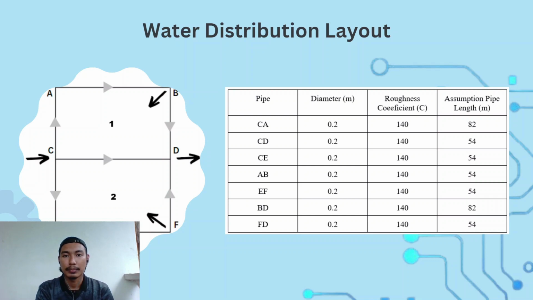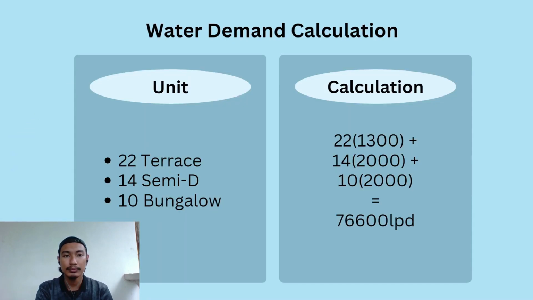For our pipe, the diameter is 0.2 meter. The roughness coefficient, which is C, used by us is 140, and the assumed pipe lengths are two, which are 82 meter and 54 meter. Next is the water demand calculation. There are 3 types of unit that we use. The first is terrace, the second is semi-D, and the last is bungalow.